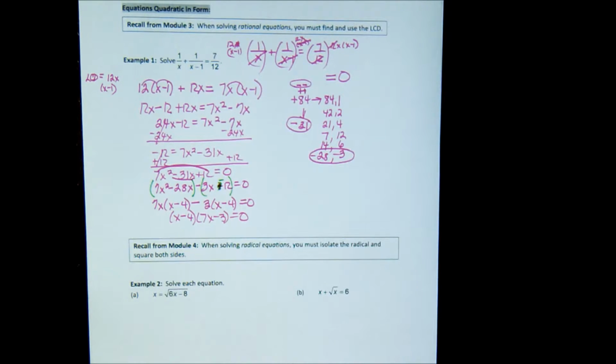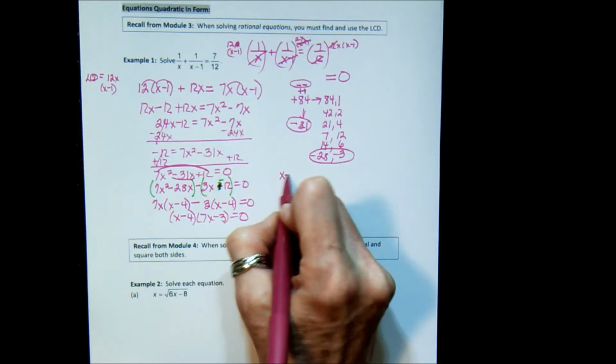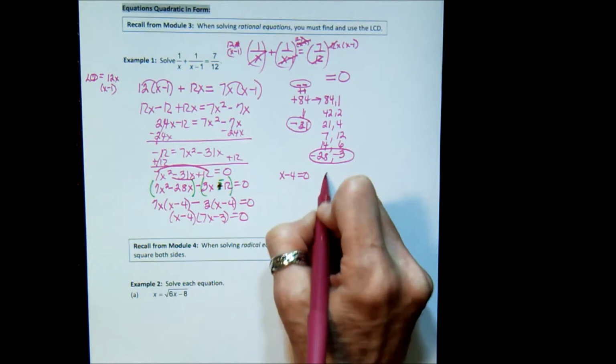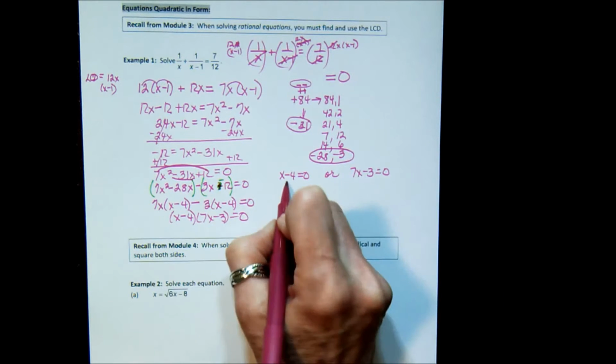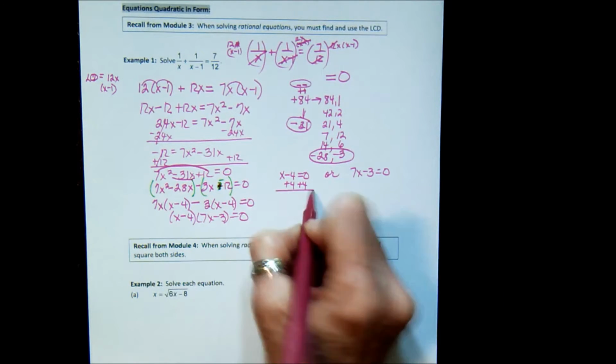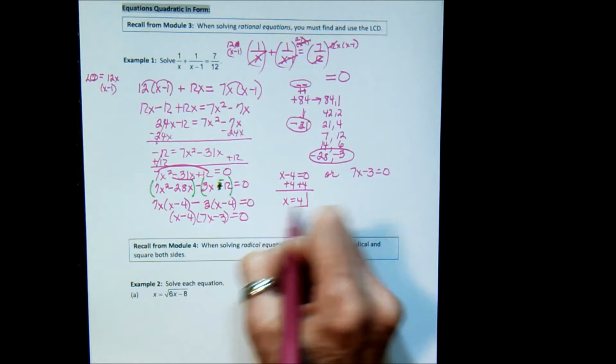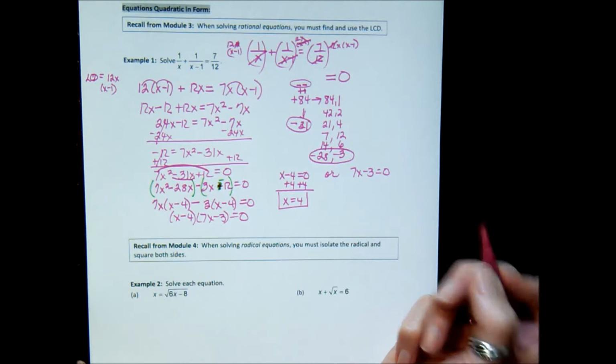So it was factorable. Now at this point, I'm applying the zero factor property, and I'm going to say either x minus 4 equals 0 or 7x minus 3 equals 0. Solve those two equations. I get x equals 4 as my first answer.